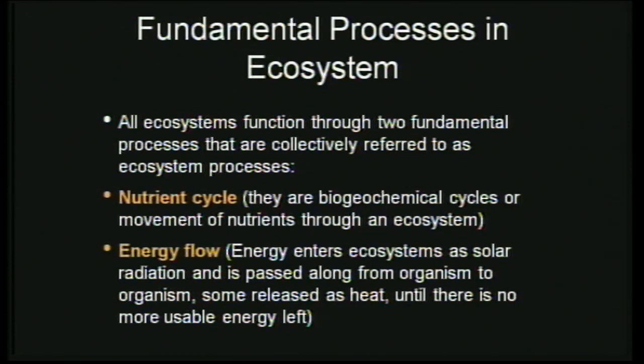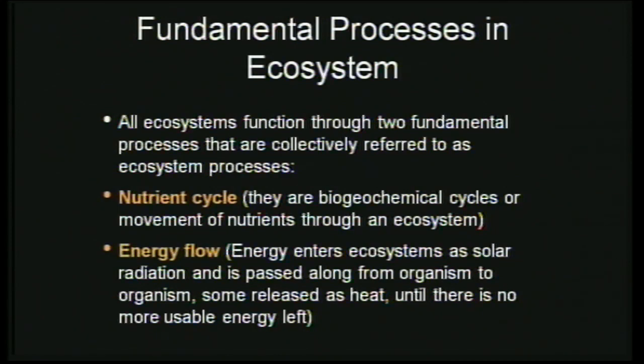So how does an ecosystem function? Basically, there are two fundamental processes, which we call ecosystem processes: the nutrient cycle and the energy flow. Nutrient cycle consists of the biogeochemical cycles, for example, the movement of nutrients in an ecosystem. How carbon moves, how nitrogen moves, how phosphorus moves in the form of a cycle. That means they don't remain at one place, but sometimes they're in the atmosphere, sometimes in the living organisms, sometimes in the soil. But the cycle goes on. So that's part of the nutrient cycle.